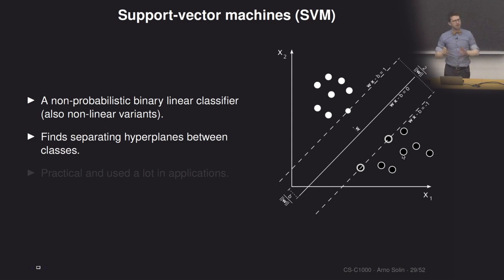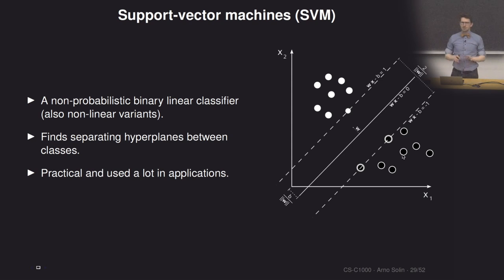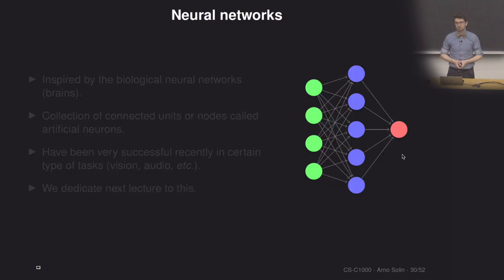And I'm not going into details for SVMs, I'm just saying that even if neural networks are used a lot these days, SVMs still are the state of the art, the best models for many classification problems. If you go outside image classification, then typically you would probably not use an SVM.